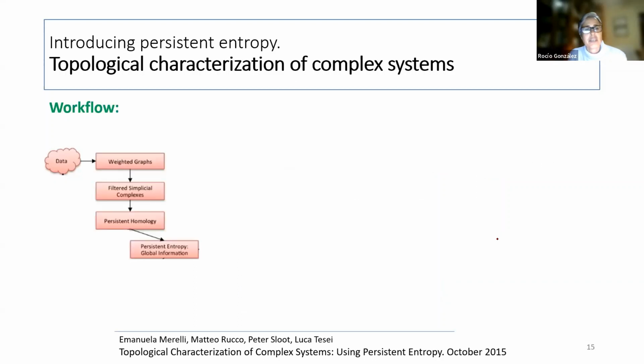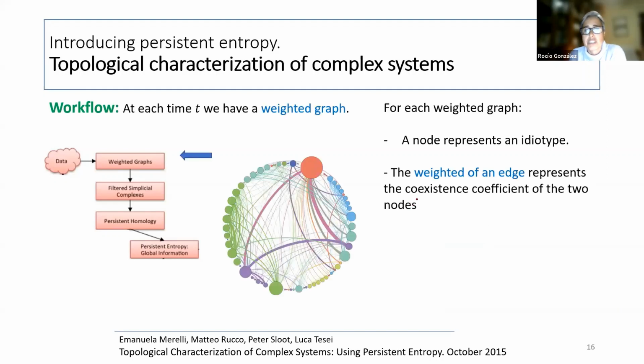What we do with this matrix, we can compute the weighted graph at each time t, where the node represents an idiotype, an antigen, or an antibody, and the weight is the coexistence coefficient between these two nodes. Then, with this weighted graph, we can compute a filtered simplicial complex using the known technique of clique filtration.